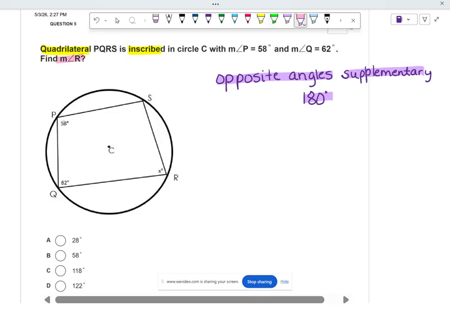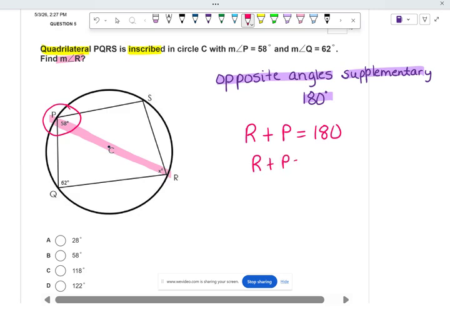So let's see, what is R opposite from? R is opposite from P. That means angle R plus angle P equals 180. Okay, fill it in. Angle P is 58. Good grief, come on, Miss Ratliff. P is 58.